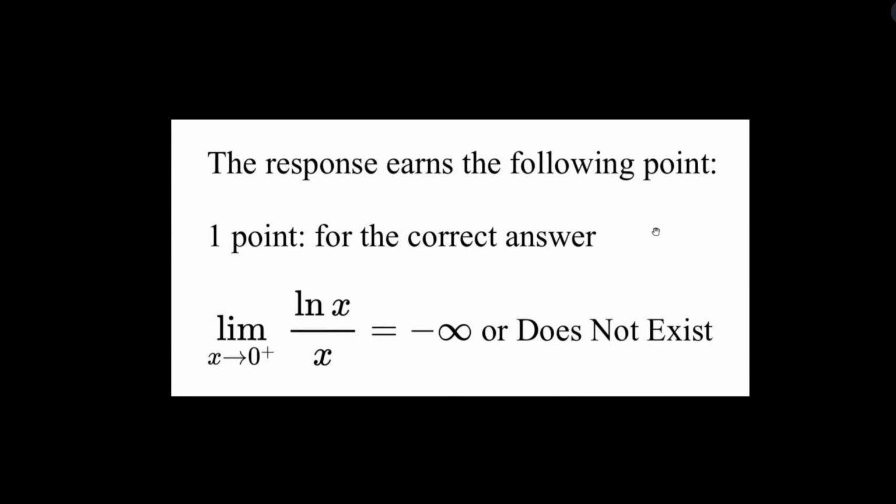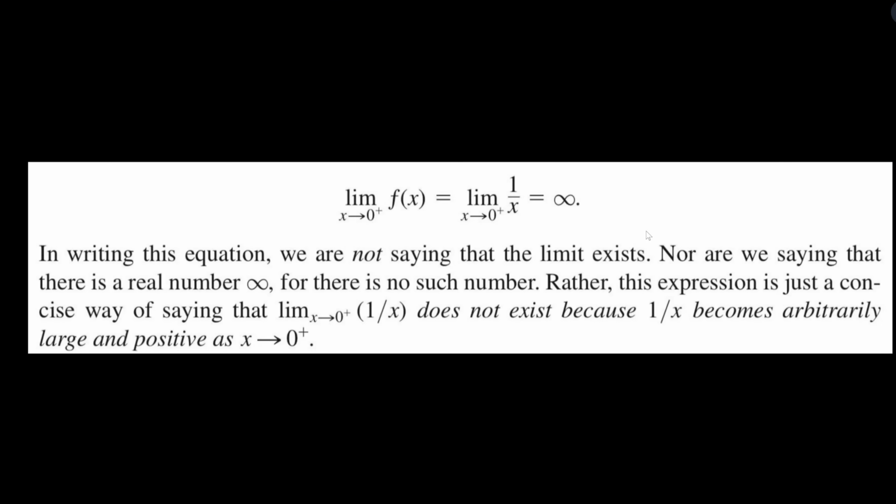Here's a scoring rubric from AP Classroom that I found for one of these AP Calculus answers. And so here's a task, 1 point for the correct answer, 2 possible correct answers, negative infinity or does not exist. So College Board is in fact accepting either. And this is also just straight from college textbooks. Like this is a Pearson textbook. We're saying the limit equals infinity, and it's describing exactly what I'm saying here, that we use this notation, but we're not saying the limit exists, nor are we saying that infinity is a real number. Instead, we use this to describe why the limit doesn't exist, and it's because the y values become arbitrarily large and positive, is the language it uses here.